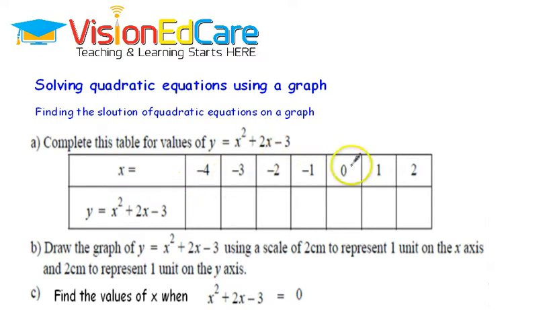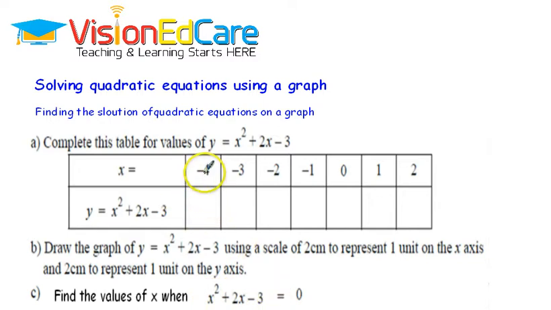So here we have the table with the values of x, and we are required to work out the values of y. Part B, you are asked to draw a graph, and then part C, you are asked to find the values of x when x squared plus 2x minus 3 equals 0. So what we want is the solution of the equation there. Let us complete the table.